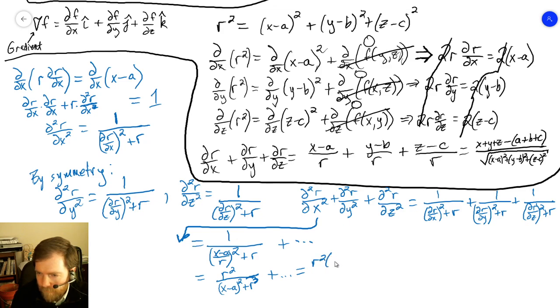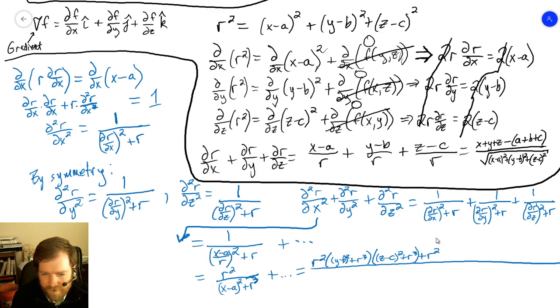So this is going to be r squared times y minus b parentheses squared plus r cubed, times z minus c parentheses squared plus r cubed, plus r squared times x minus a squared plus r cubed, times z minus c squared plus r cubed, plus r squared times x minus a parentheses squared plus r cubed, times y minus b squared plus r cubed. I'm out of room, but oh well.